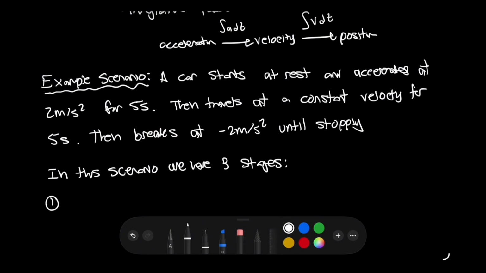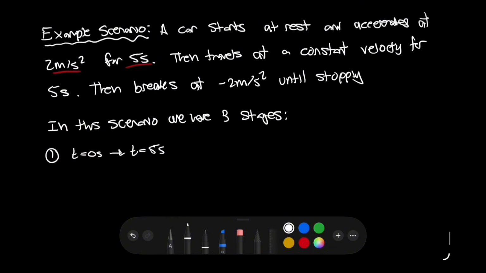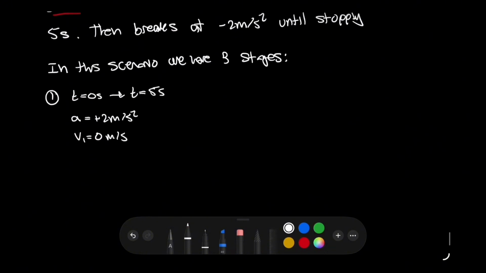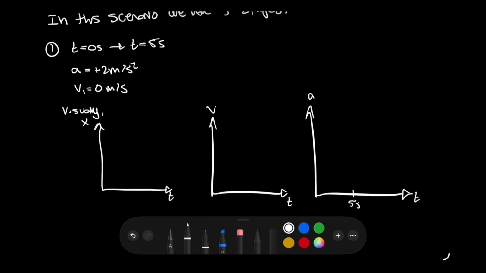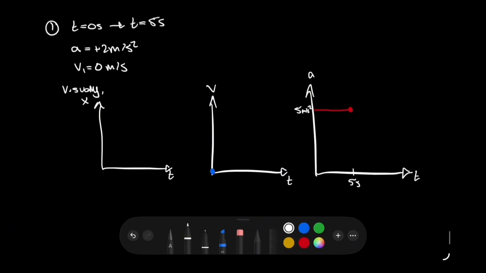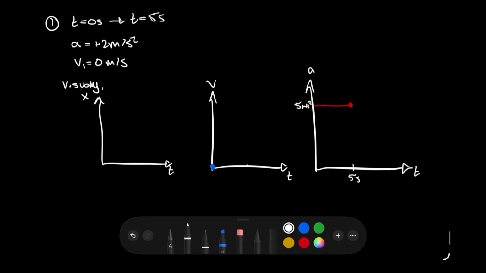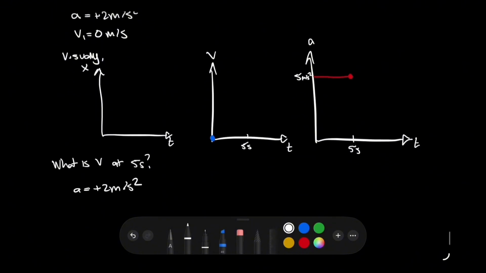So we can start by evaluating the first stage, which we have the car accelerating at 2 meters per second squared for 5 seconds. And it starts at rest, so that means the velocity is equal to 0 at the start. So visually, we can start by drawing our time graphs like so. And so we already know what the acceleration is for the first 5 seconds. And we know our initial velocity is equal to 0. But what is our velocity going to be at 5 seconds? That's where we can start solving this question.